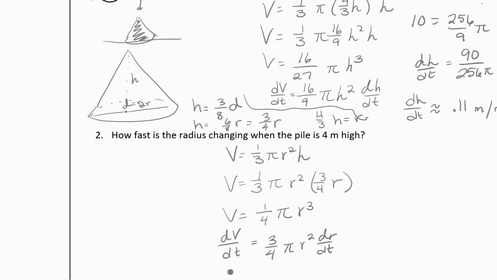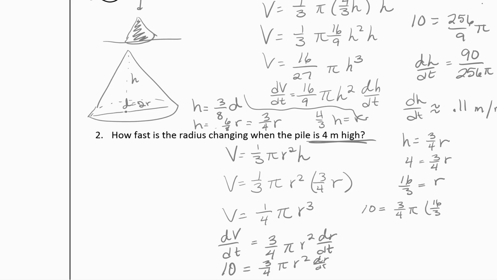Now we know dV dt is 10, and we're looking for dr dt. This says when the pile is 4 meters high, that's our height, and we need to plug in a radius. So if h is equal to 3/4 r, then if we plug in 4 there, we'd have 16/3 equals the radius. So we're going to have 10 equals 3/4 pi times 16/3 squared dr dt.